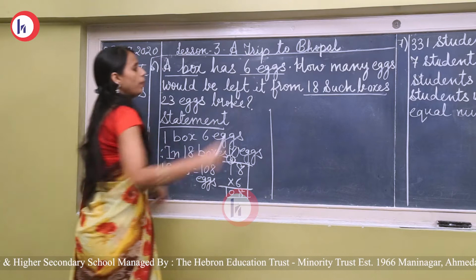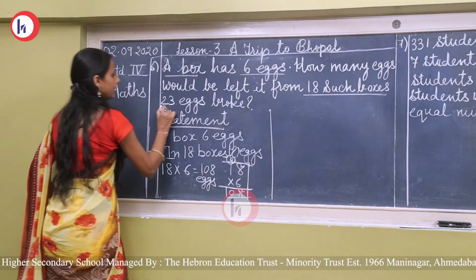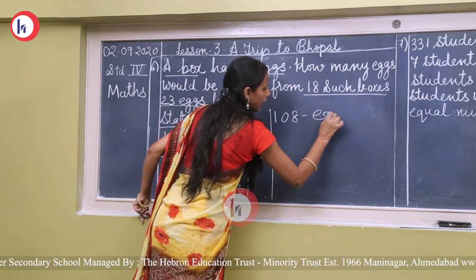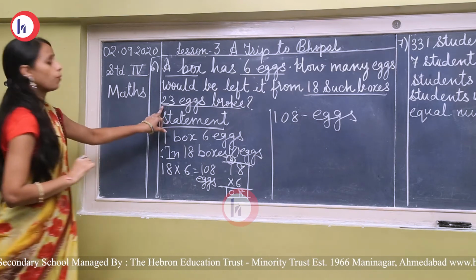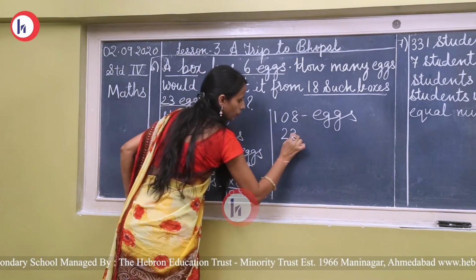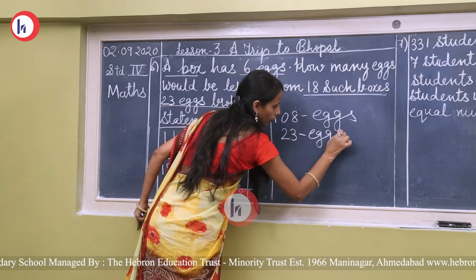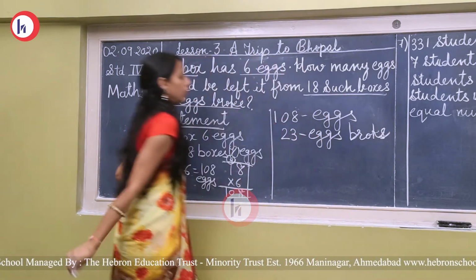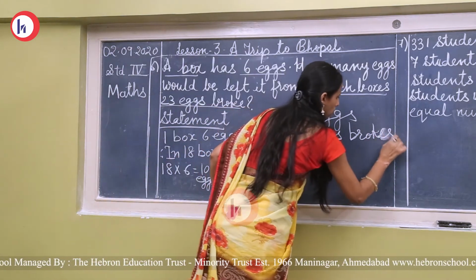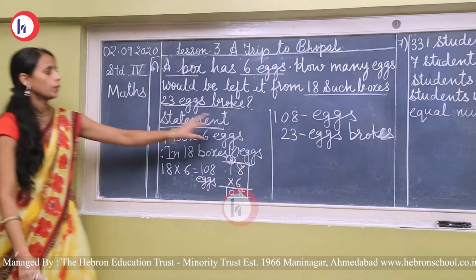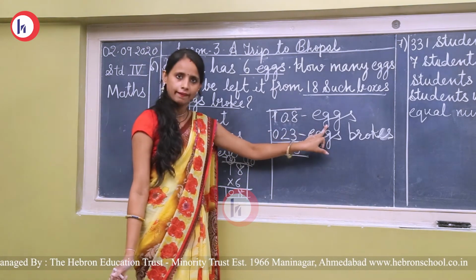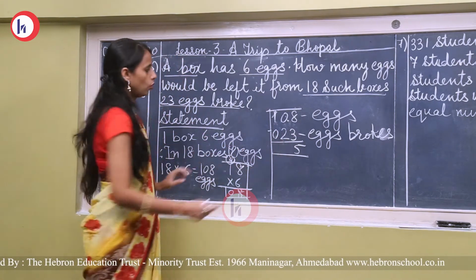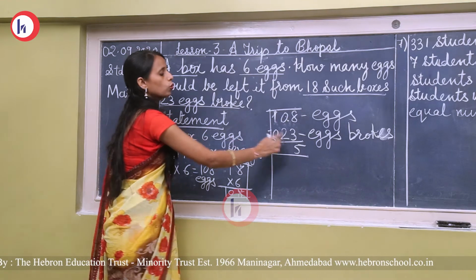So, how many eggs broke? 23 eggs broke. So, total 108 eggs. And how many eggs broke? 23. See, so total 108 eggs are there. उसके अंदर से 23 eggs टूट चुके हैं. Okay, so how many eggs are left? So to find out the answer, we have to do subtraction.